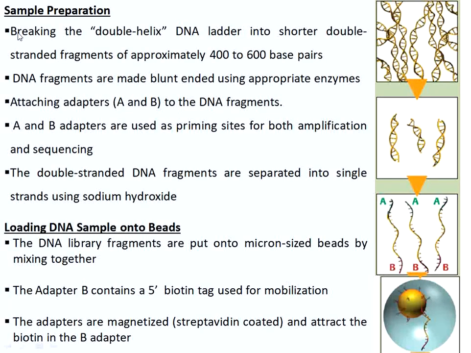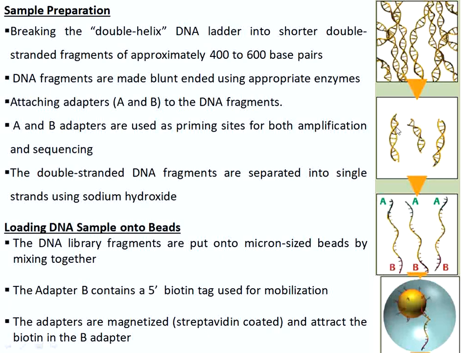The first step in Roche 454 sequencing is the sample preparation. The double-stranded DNA template which we want to sequence is first cut into small double-stranded fragments of approximately 400 to 600 base pairs. After that, the generated fragments are made blunt-ended using the appropriate modification enzymes, which modify the ends of the DNA and thereby make them blunt-ended.